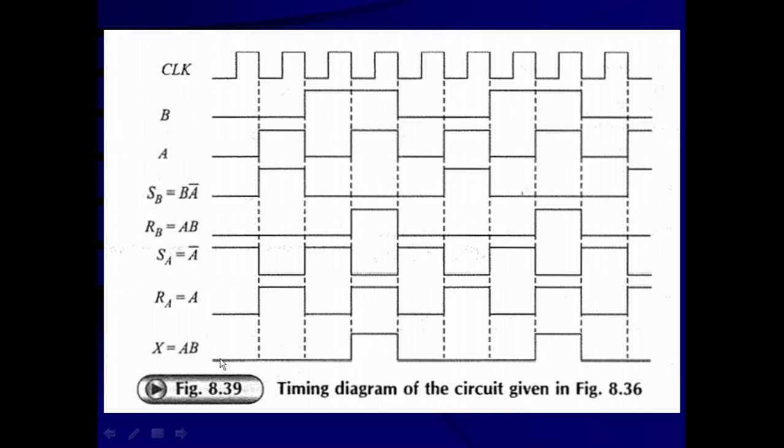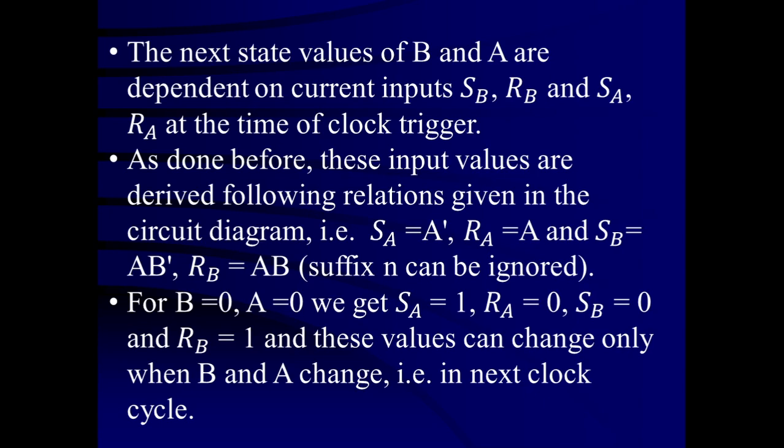You can see that the X output remains low for 3 clock cycles. On the 4th clock cycle, it is high. Again, it goes low after 1 clock cycle, and it remains low for 3 clock cycles. Again, it becomes high for 1 clock cycle. You can see that A is high and B is high, so output X is high. This way, using the timing diagram, the circuit analysis can be done. Everything is written over here.